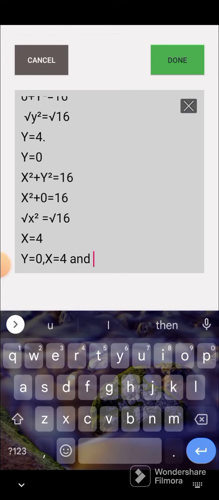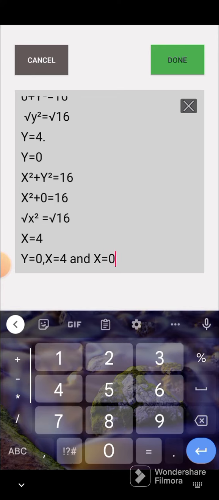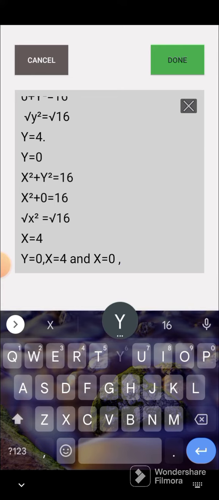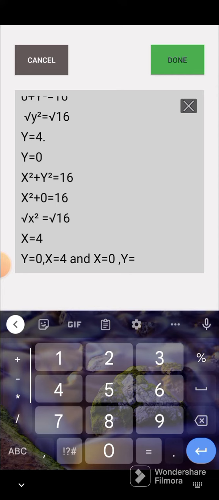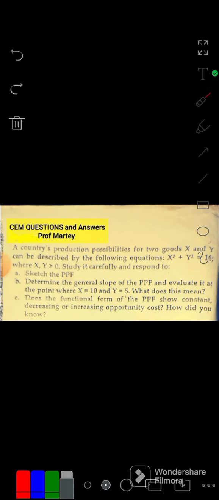and when our x was 0, our y was 4. So that's the intercept. So you're going to use this to plot the curve for us to get the A solved. So there it is.